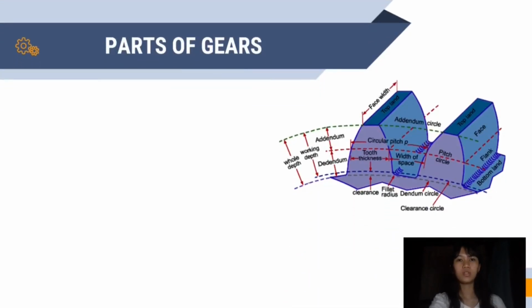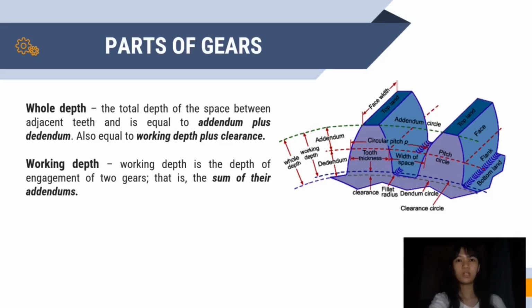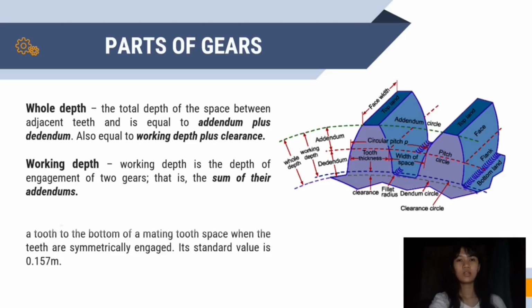Whole depth is the total depth of the space between adjacent teeth and is equal to the addendum plus the dedendum, also equal to the working depth plus clearance. Working depth is the depth of engagement of two gears, that is, the sum of their addendums. Working clearance is a radial distance from the tip of a tooth to the bottom of a mating tooth space when the teeth are symmetrically engaged.